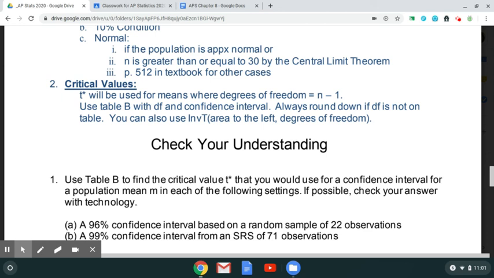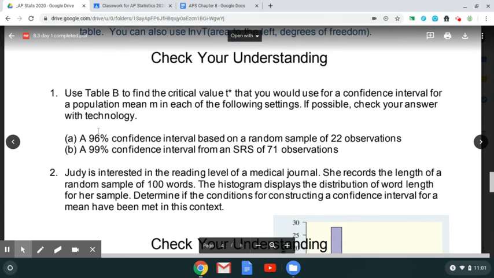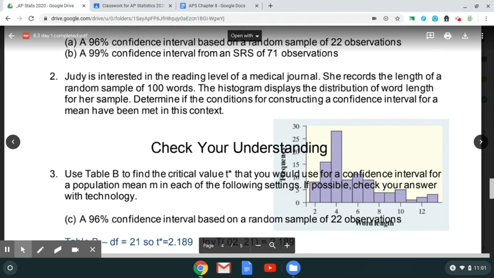But the good news is you can also use inverse T. If you go to the same place you found inverse norm, second vars, you should see inverse T. Just remember that inverse T puts the area to the left, and then you put your degrees of freedom. Then you can use a calculator and you don't have to use the table, but my job is to show you both. So I would like for you to try the check your understanding.